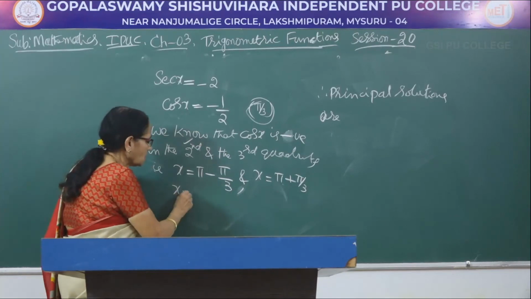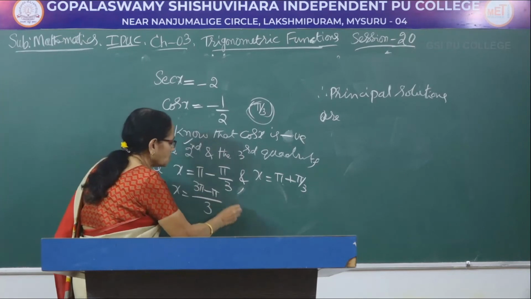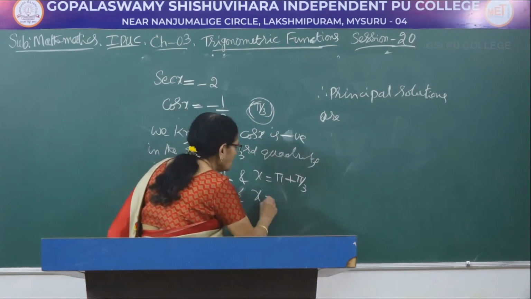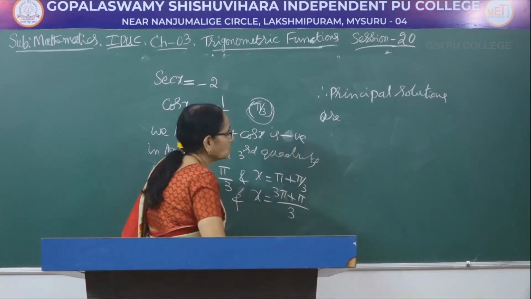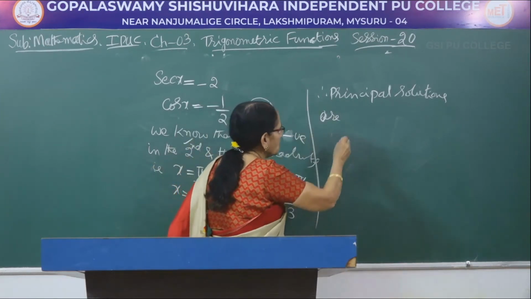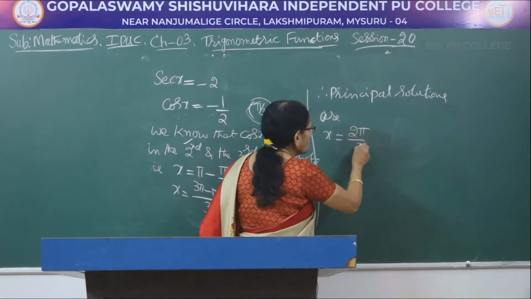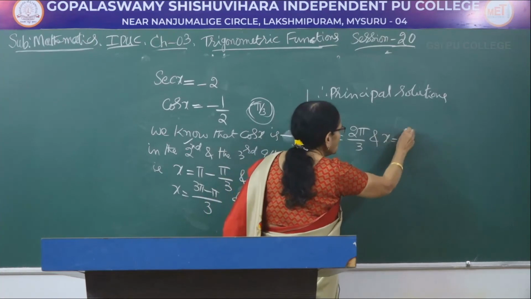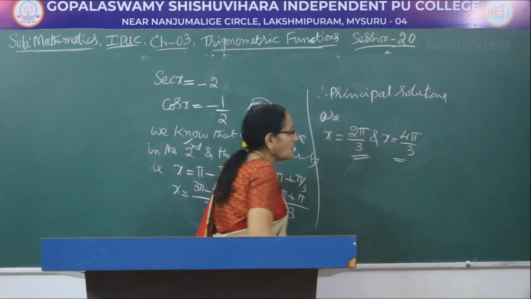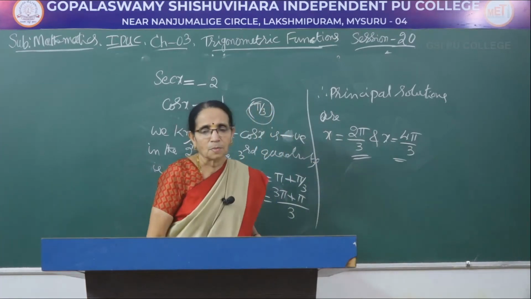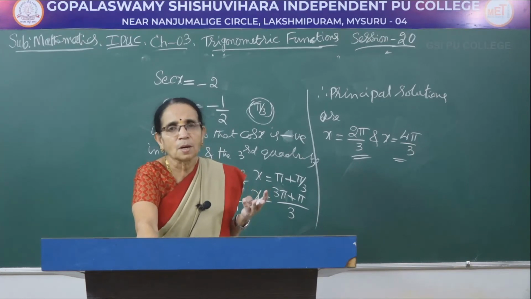So, take the LCM, LCM is 3. So, 3 pi minus pi. Similarly, LCM is 3 again, it is 3 pi plus pi. So, what can be the principal solutions here? The first one is x is equal to 2 pi by 3 and the other one is x is equal to 4 pi by 3.